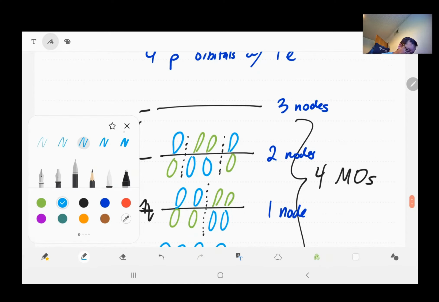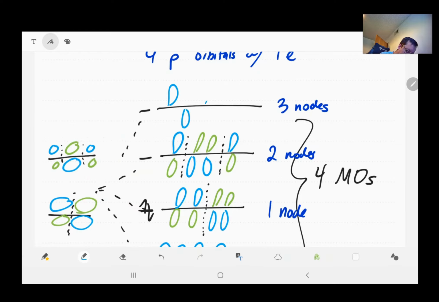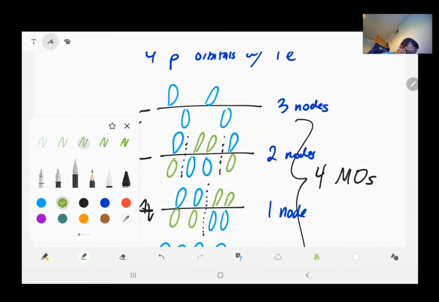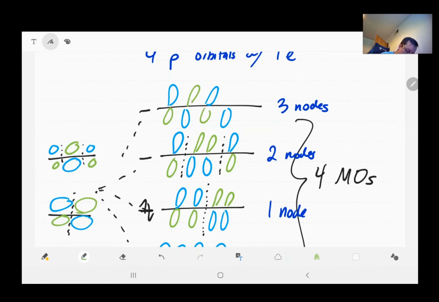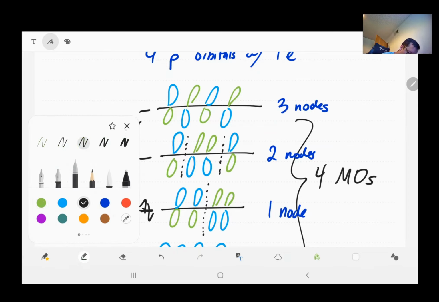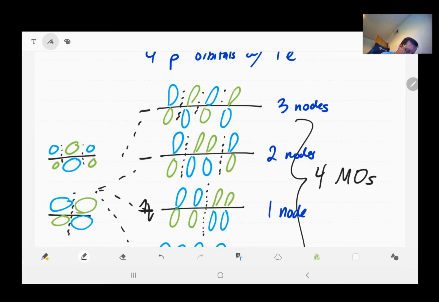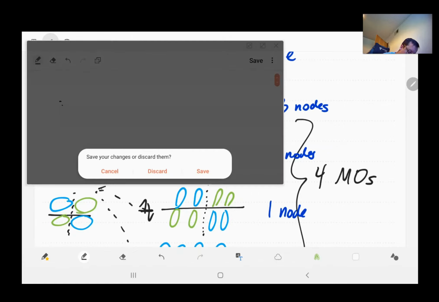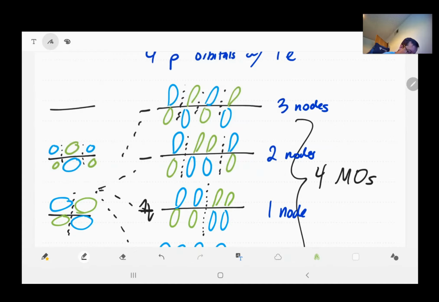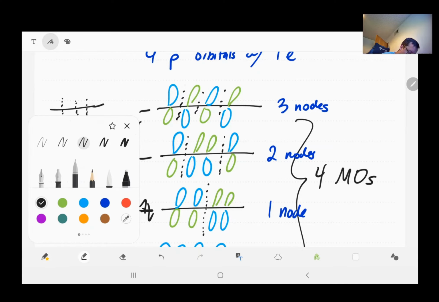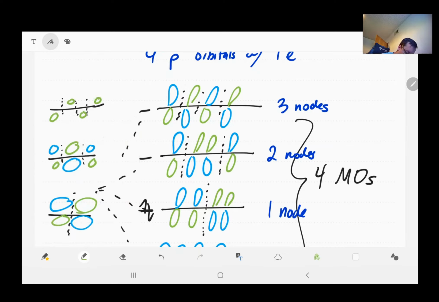And our last case, which has 3 nodes, is going to have completely alternating p orbitals. We have 3 nodes there, and that's going to end up just looking exactly the same. Okay, there we go. Oh my gosh, so many colors. Okay. Trust me, this will come into usefulness later on.